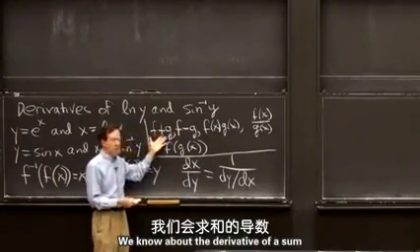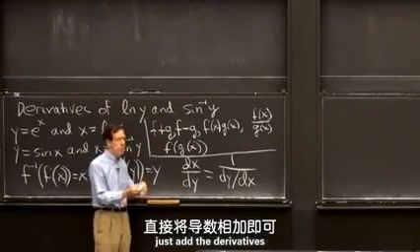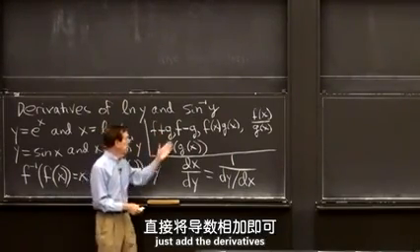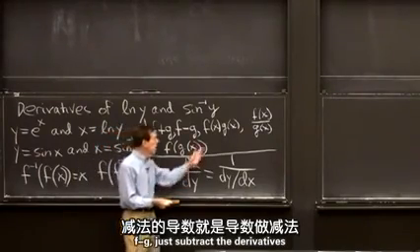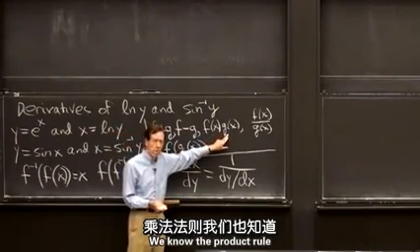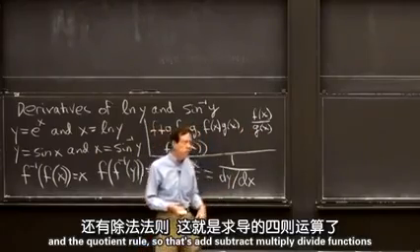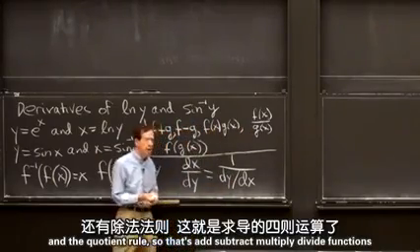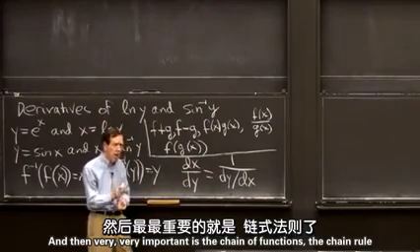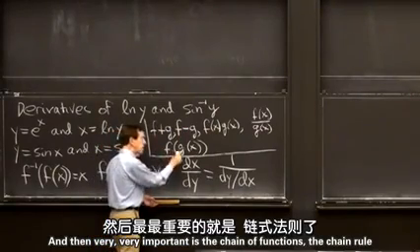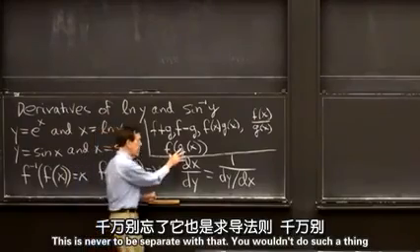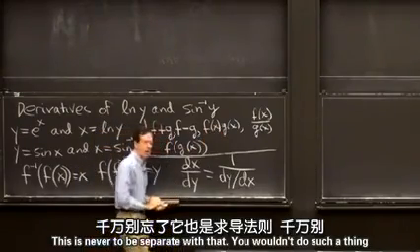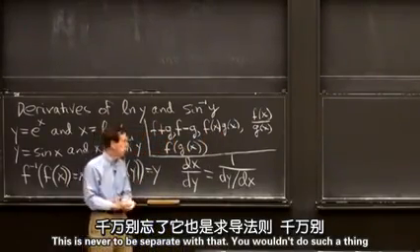We know about the derivative of a sum. Just add the derivatives. F minus g, just subtract the derivatives. We know the product rule and the quotient rule, so that's add, subtract, multiply, divide functions. And then, very, very important is the chain of functions, the chain rule. This is never to be mixed up with that. You wouldn't do such a thing.